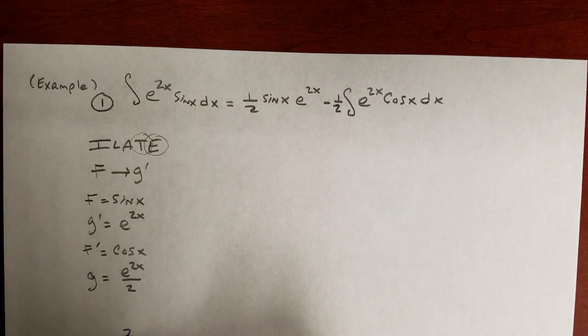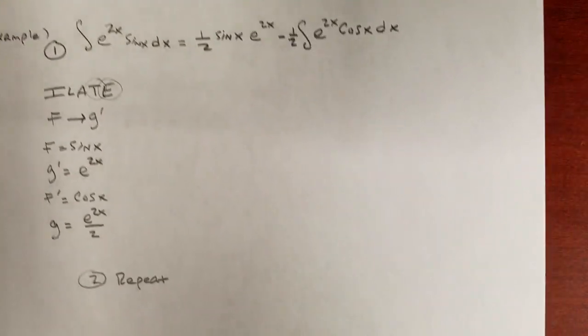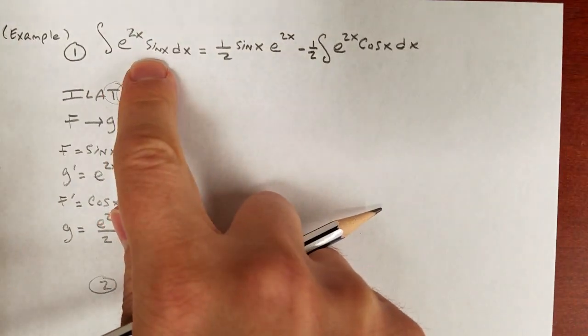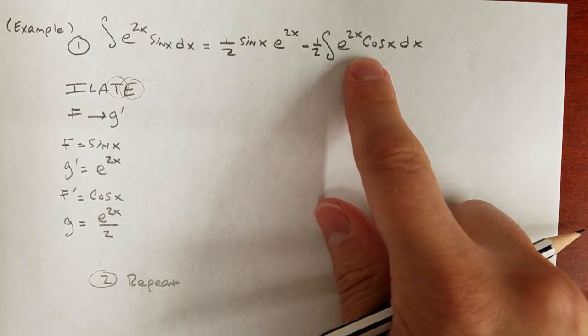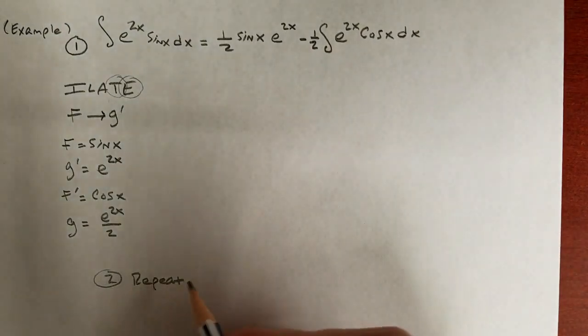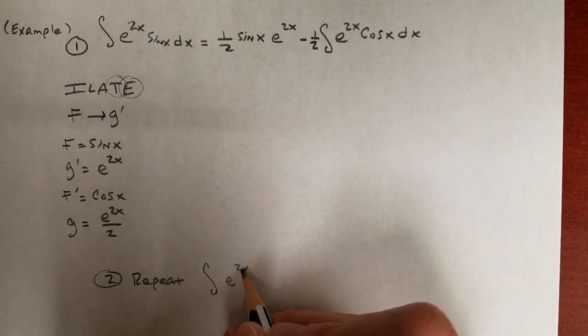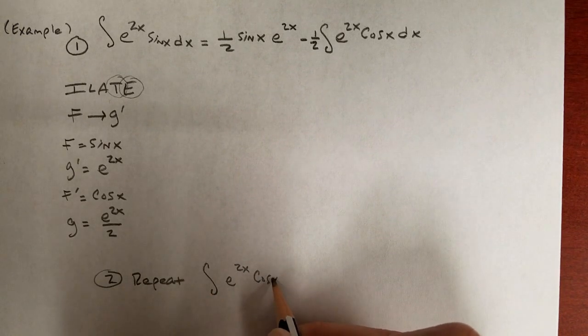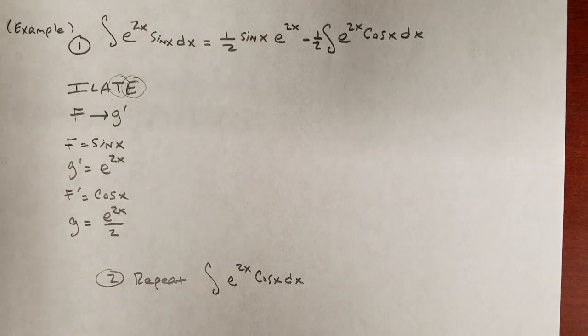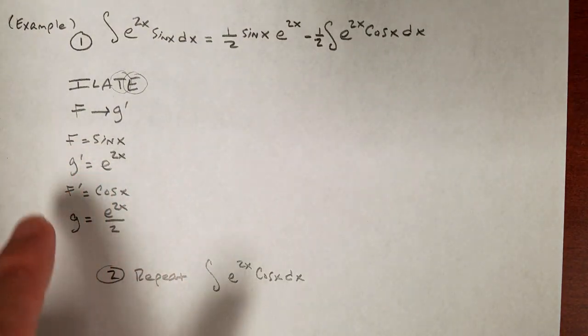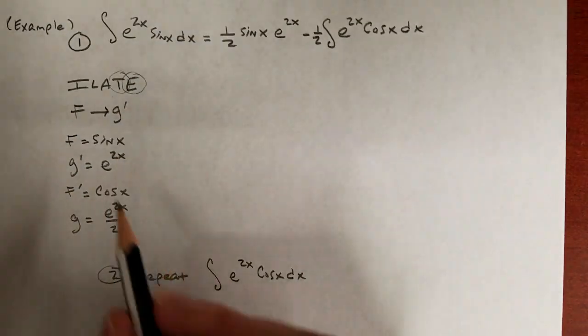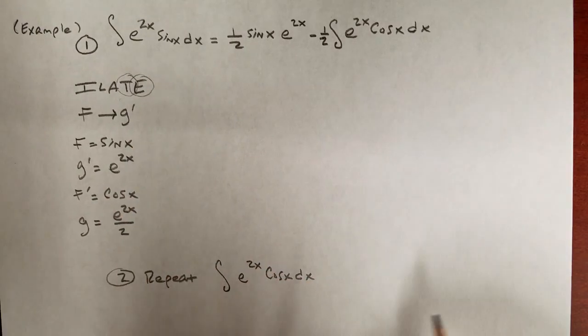So let's say, second step. We're going to repeat what we had tried to do with this one. Now we're going to try to do it with that one. We're going to repeat the integration by parts, and we're going to try to work the integral of e to the 2x cosine x dx. Now, you would make your decision the same way. F would be the trig function, g prime would be the exponential.